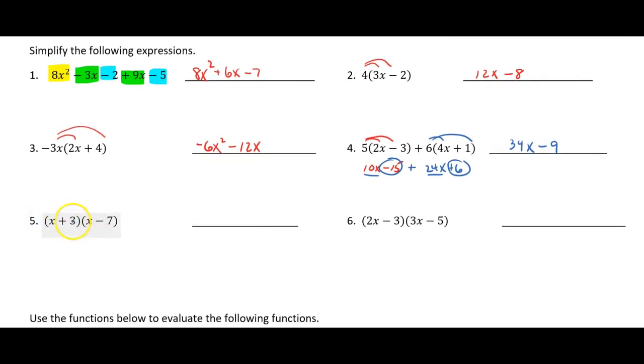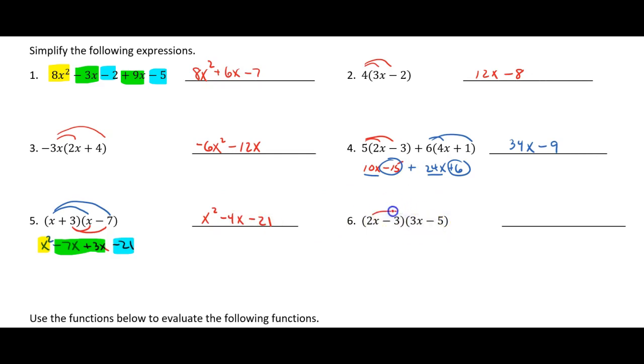Now, when we multiply binomials, remember what we said. Each term in this quantity has to get distributed to the second one. X times x gives you x squared. X times negative 7 is minus 7x. Then 3 times x is plus 3x. And 3 times negative 7 is minus 21. If I look, I can combine like terms now. X squareds go together. The x's go together. And the constants go together. So we get x squared minus 4x minus 21.